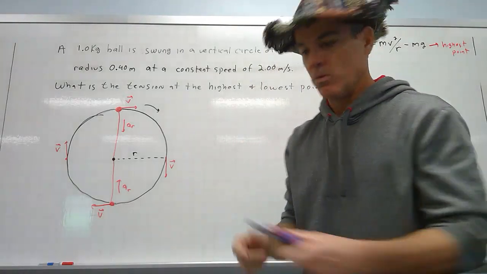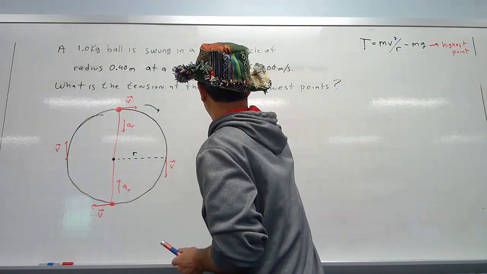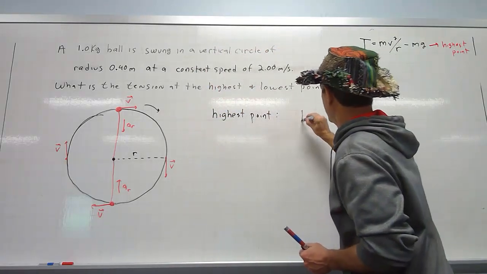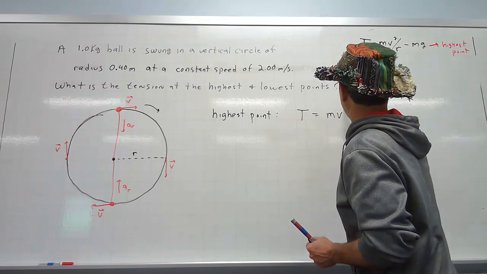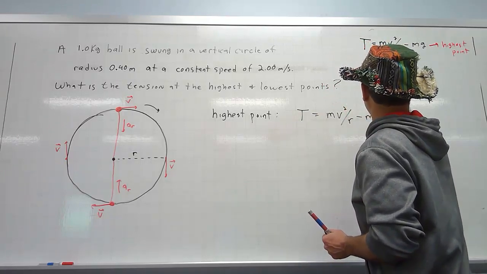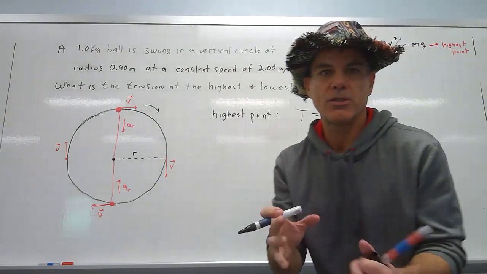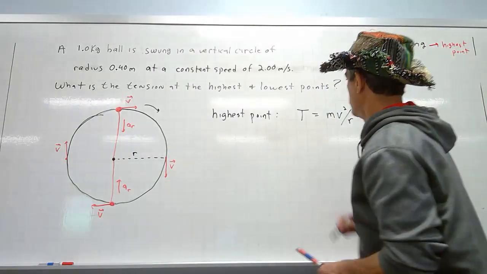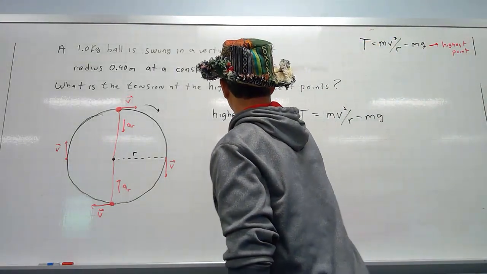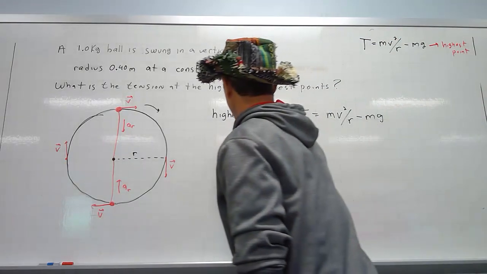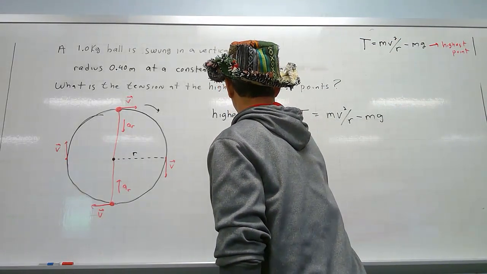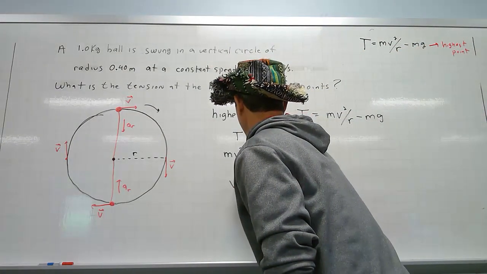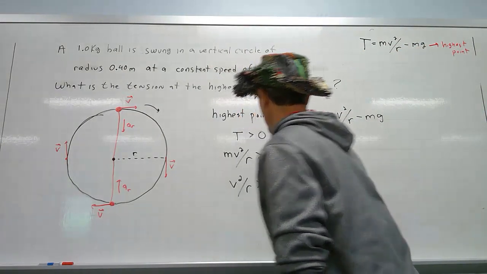the highest point, what we found at the highest point was that tension was mv squared over r minus mg. And if I want the string to remain taut, the tension has to be greater than zero. So I want my tension to be greater than zero, which means I want mv squared over r to be greater than mg, which means I want v squared over r to be greater than g.